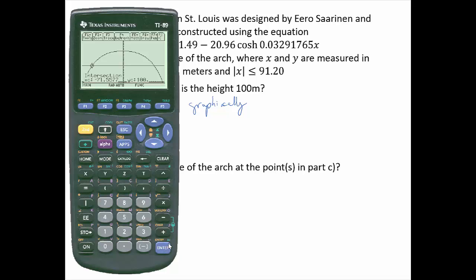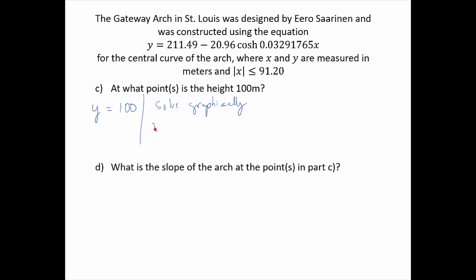And I see that that occurs when x is negative 71.56. If you run the intersection again, you'll find that x is also equal to positive 71.56. And we can sort of see the symmetry in the curve. You might have been able to guess that after the first one. And so then at what points? The points would then be at positive or negative 71.56, comma 100. And so both of those are in meters.